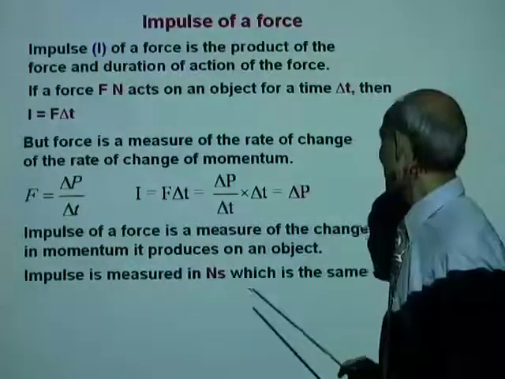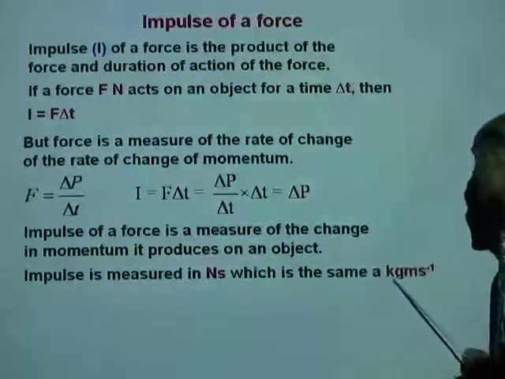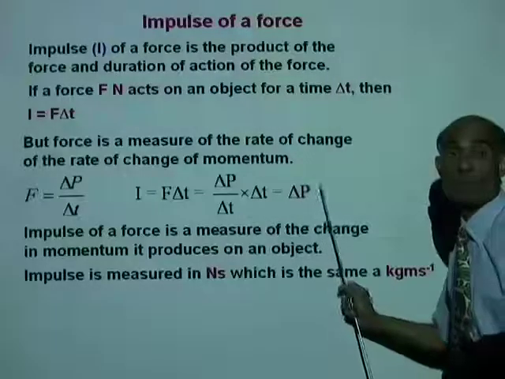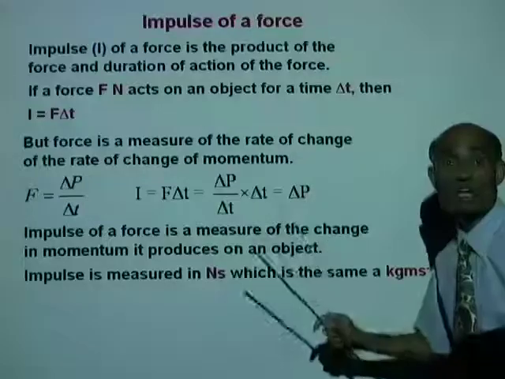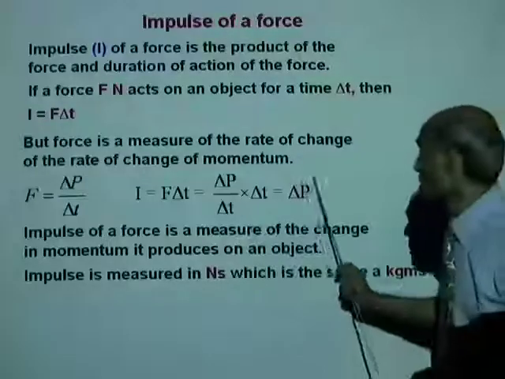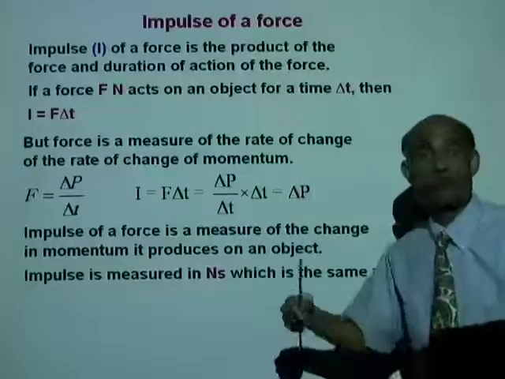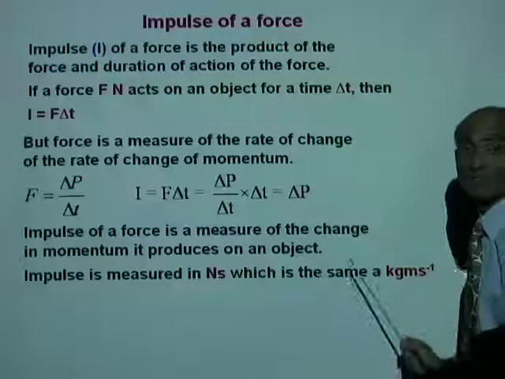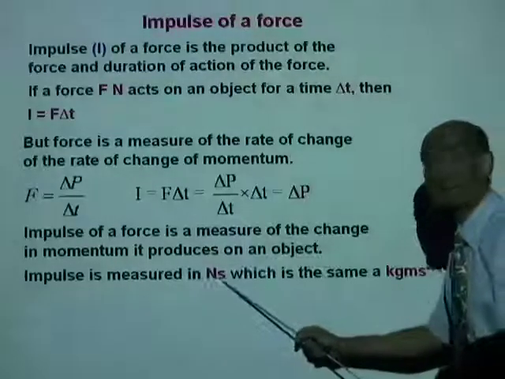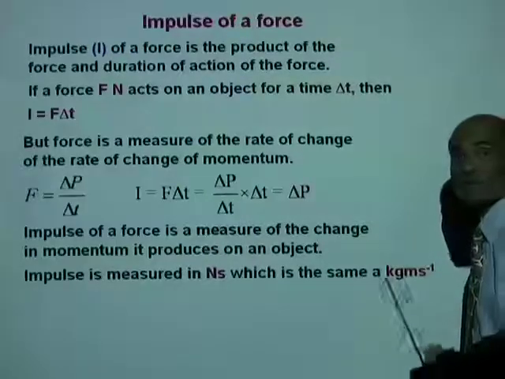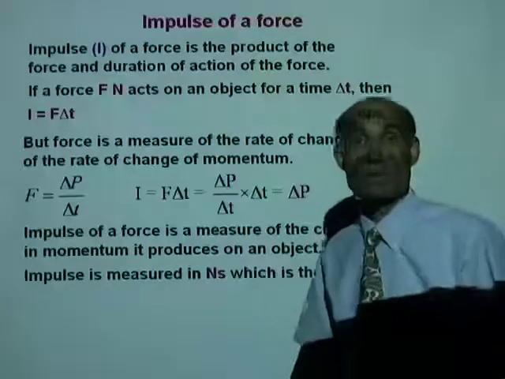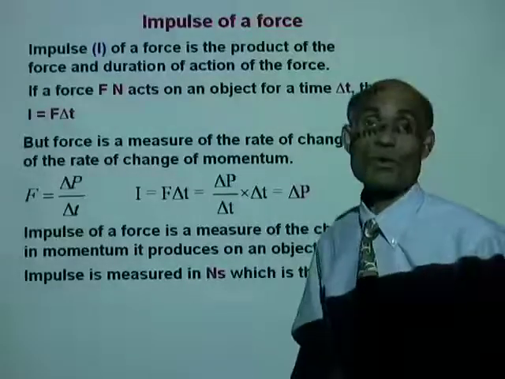Is that right? Which is the same as kilogram meter per second, because the unit of momentum is kilogram meter per second. The unit of the change in momentum also is kilogram meter per second. Can you show that newton second is the same as kilogram meter per second? Try that and let me know if you got it right or if you need help.